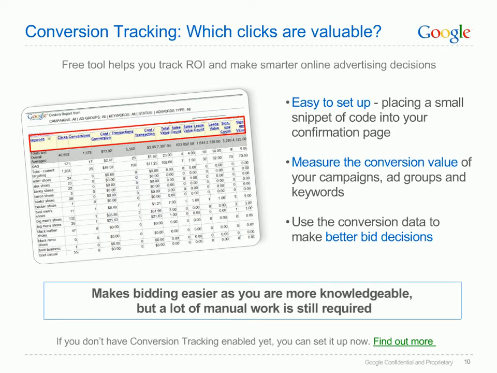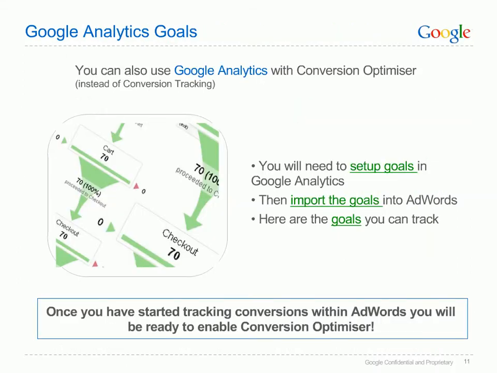However, this is still a very manual process and can be quite time-consuming if you have a large account or lengthy keyword lists. An alternative method of tracking conversions within your AdWords account, for those of you that use Google Analytics, is to import your Google Analytics goals into your AdWords interface. This again will enable you to use Conversion Optimiser.